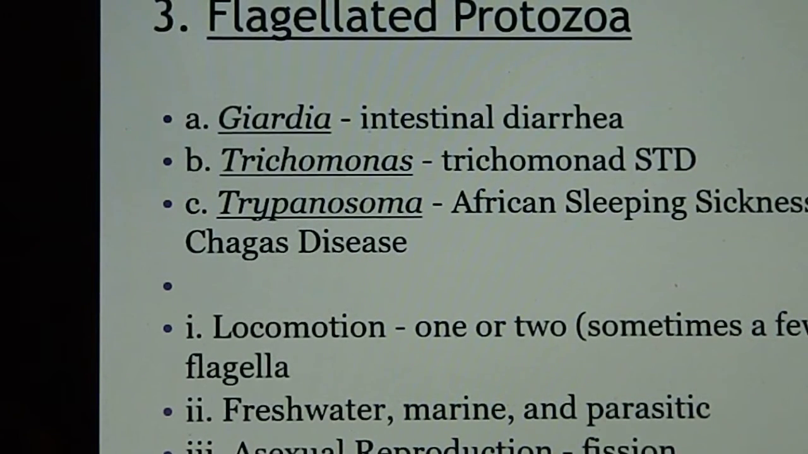The third group are flagellated protozoa, and these have long whip-like structures. We talked about them in chapter 4 as well. Some examples are Giardia, which is an intestinal, diarrhea-type parasite in humans.